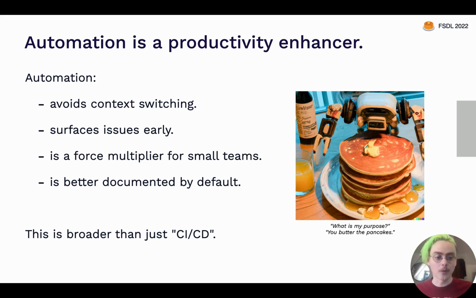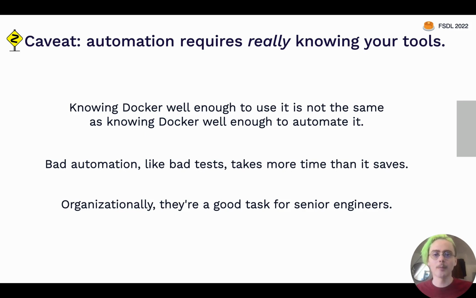It's a huge force multiplier for small teams that can't just throw engineer hours at problems, and it's better documented than manual processes. The script or artifact that you're using to automate a process serves as documentation for how a process is done if somebody wants to do it manually. The one caveat is that fully embracing automation requires really knowing your tools well. Knowing Docker well enough to use it is not the same as knowing Docker well enough to automate it, and bad automation, like bad tests, can take more time away than it saves.